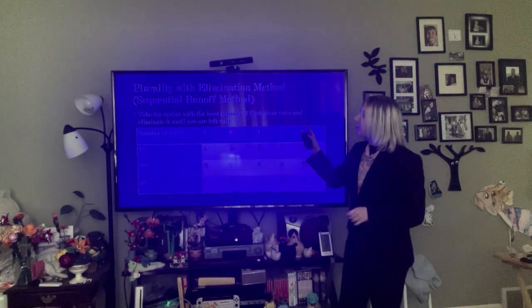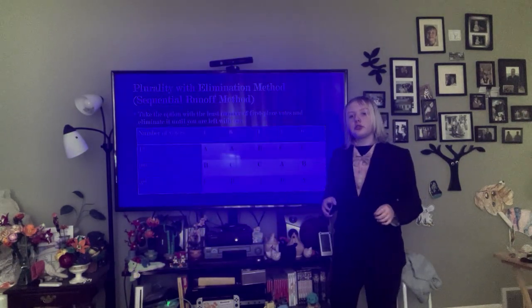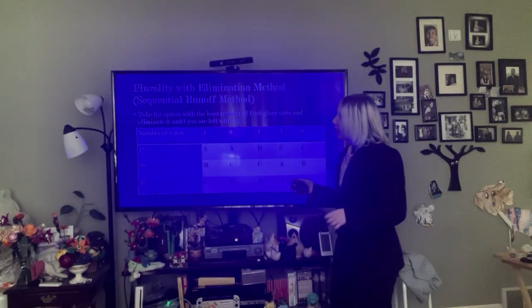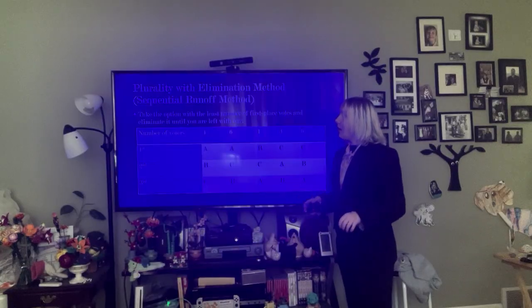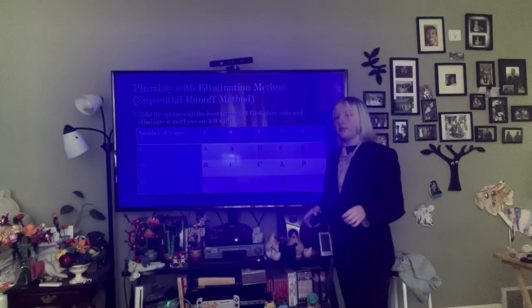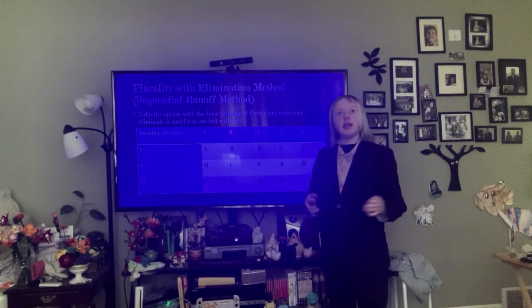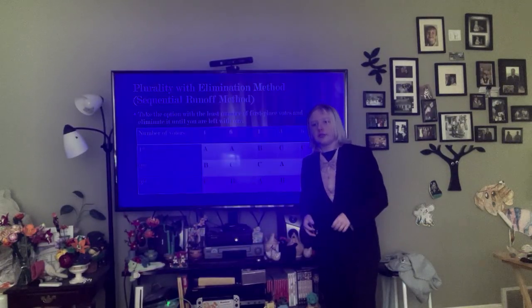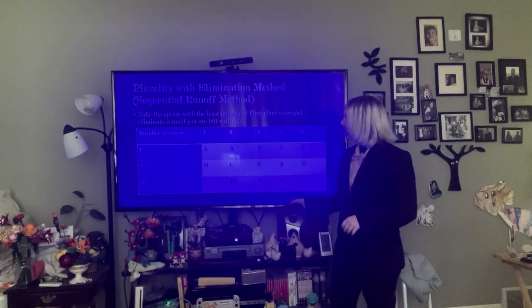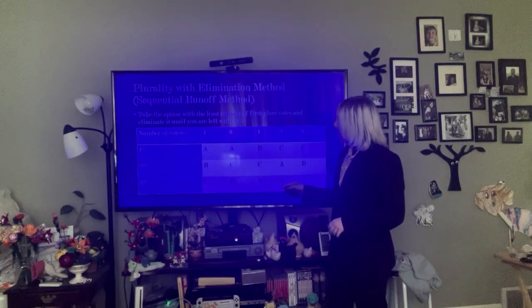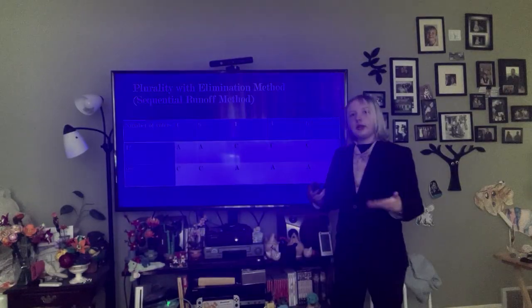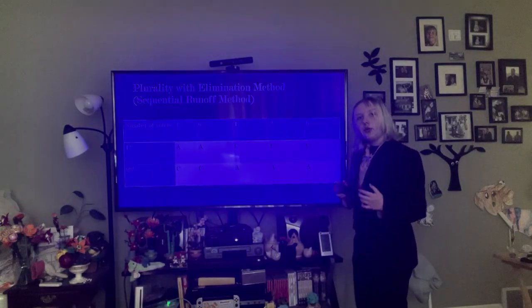Next is the plurality with elimination method, also known as the sequential runoff method. So, in the sequential runoff method, you take the option with the least number of first place votes. In this example, that's B, and you eliminate it. You just completely remove it from all of the options. So, when you do that, you're left with these. You repeat this process until you are left with only one left.